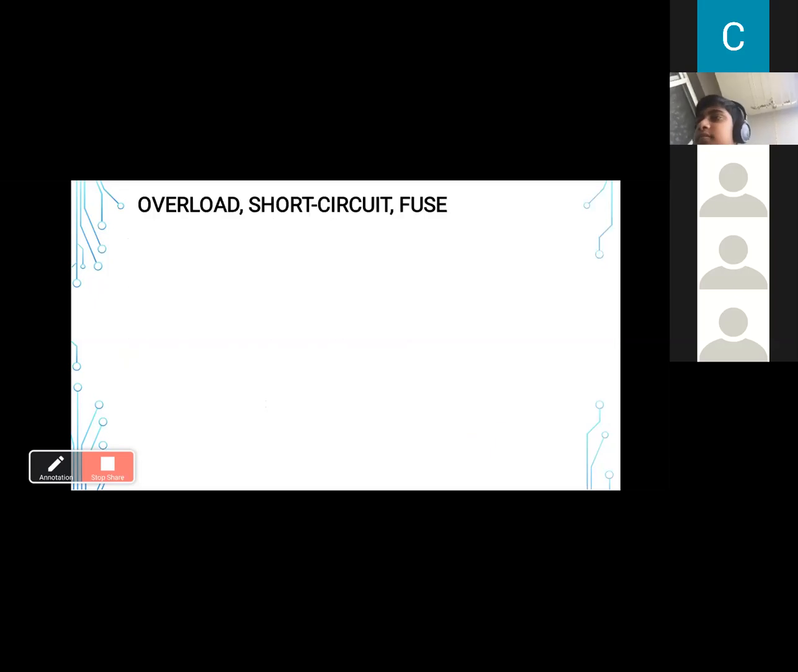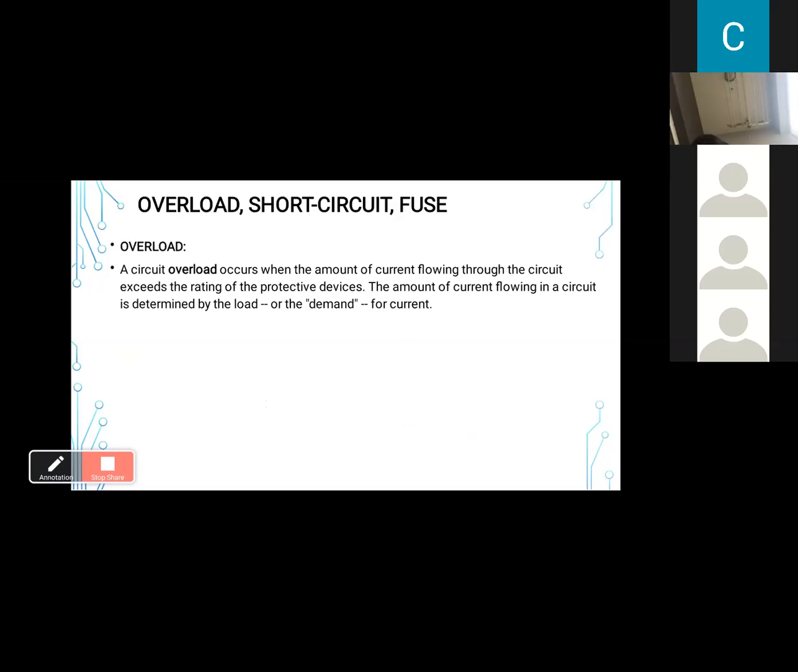Okay, now coming to overload, short circuit and fuse. The last topic is overload, short circuit and fuse. This you know already. What do you mean by overload? Overload is when, for example, there is an electricity line and it's drawing more current than it is rated for. That means overload is there. So more current is being drawn by the circuit than it's designed for. That means it has been overloaded.